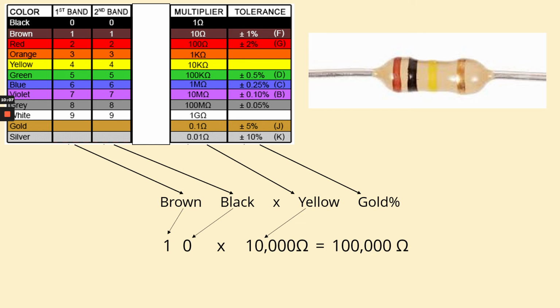And then we need to add in our tolerance. It's gold yet again. We know that gold is 5%. So the final answer is 100,000 ohms with a tolerance of 5%.